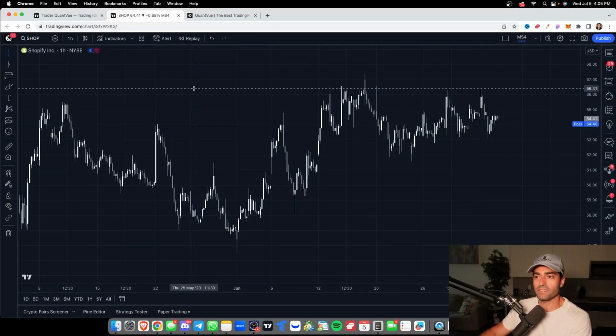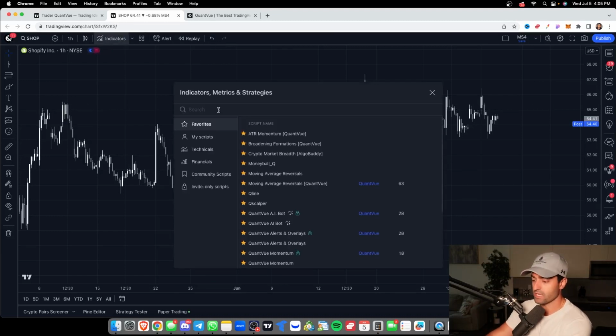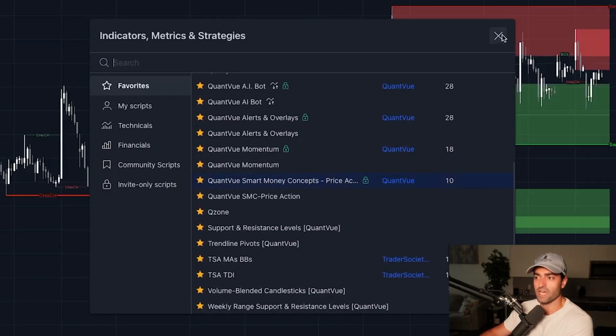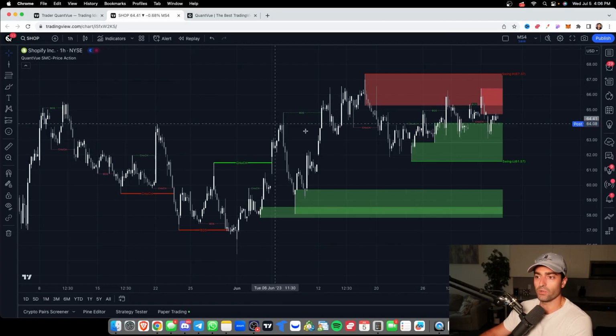So in the example we'll showcase today, we're looking at the Shopify 1 hour chart to show you some potential swing trade setups that you can find using the price action indicator. After you sign up for a free trial, pull up your indicators tab. You're going to want to pull up the QuantVue Smart Money Concepts - Price Action, and you'll see this load onto your chart.